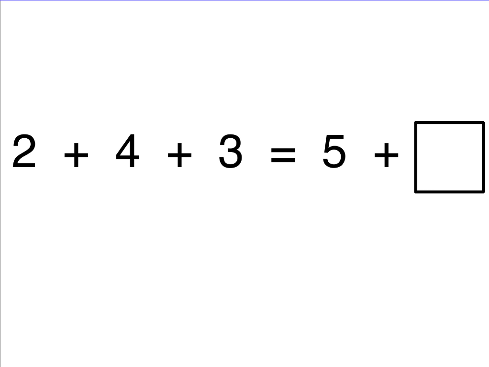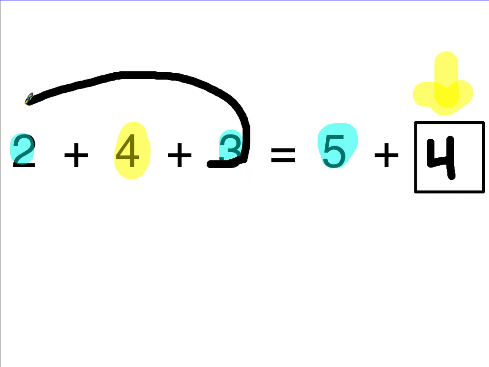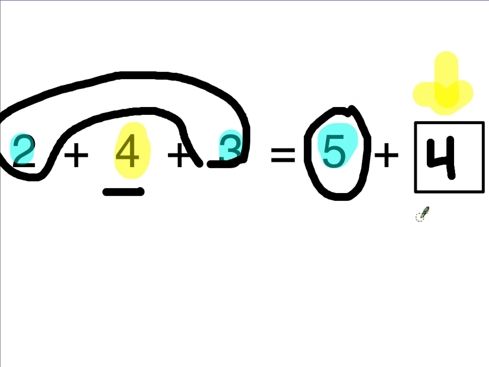Okay, same idea. If we have 5 on this side, do we have 5 on this side? You should know which two numbers make 5. 2 and 3. Now we want to know what's going in here. We have a number on this side that we don't have on this side. So here we have a 4, which means over here we need to have a 4. So now we have 5 on this side, 5 on this side, 4 on this side, 4 on this side. Now our sides are the same.